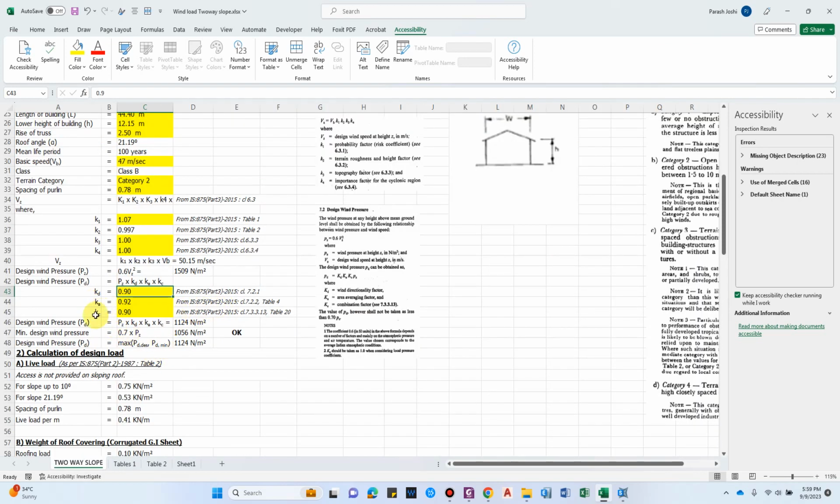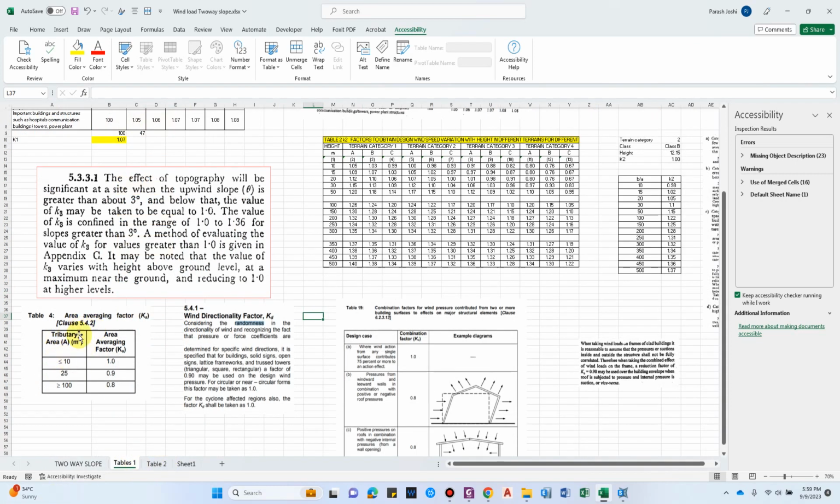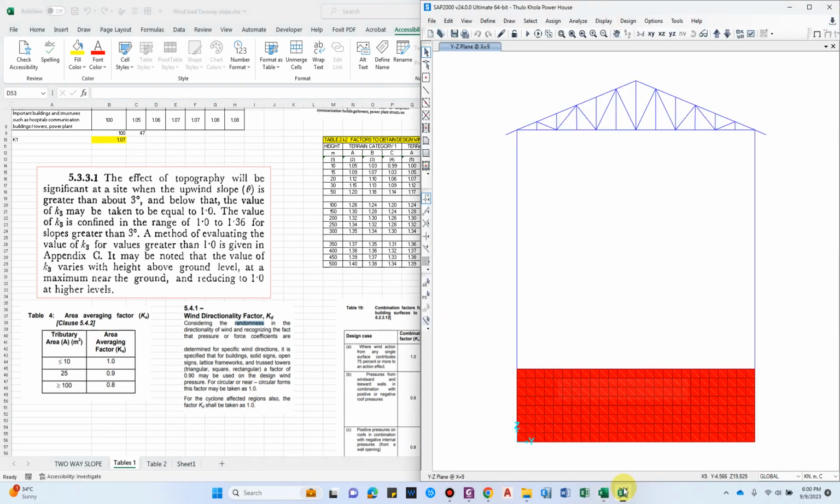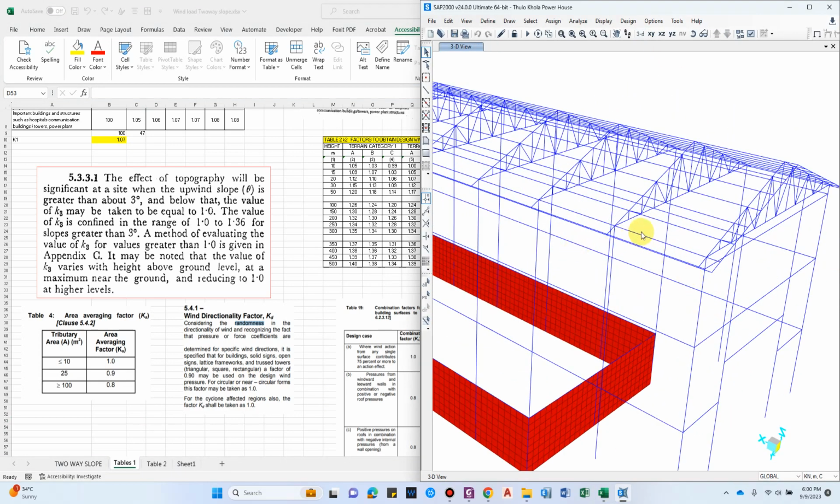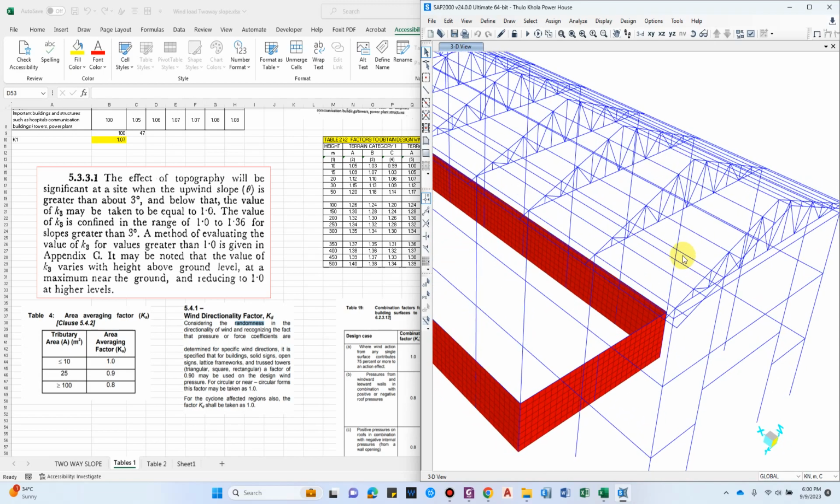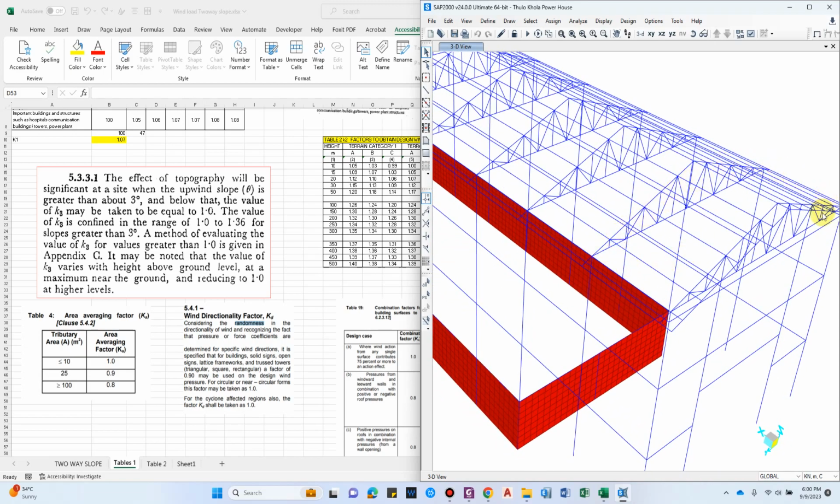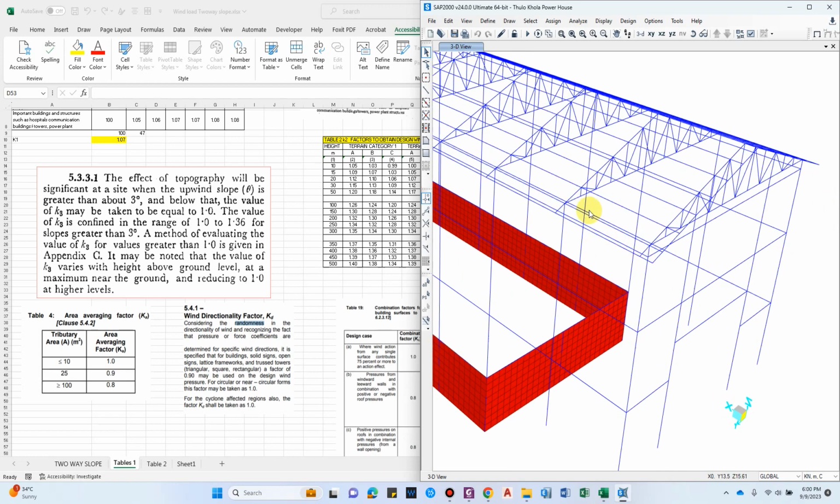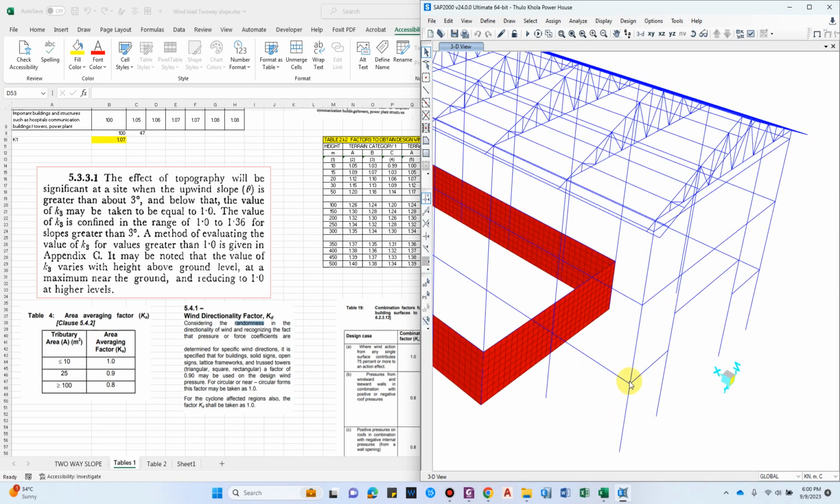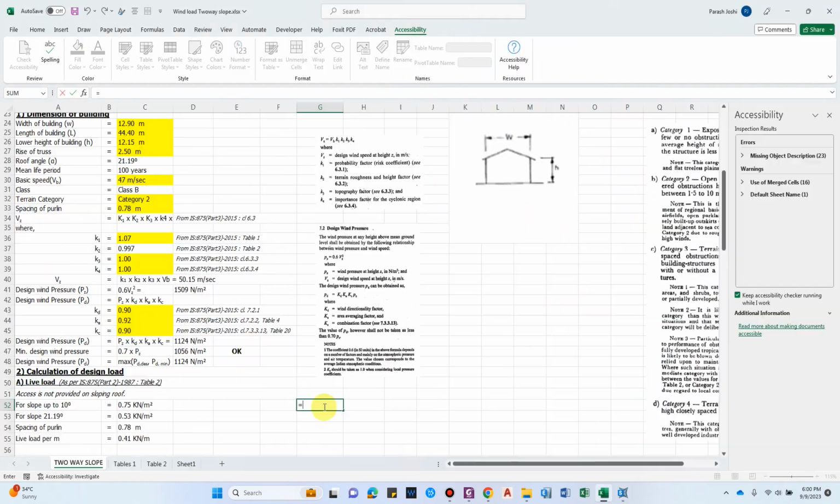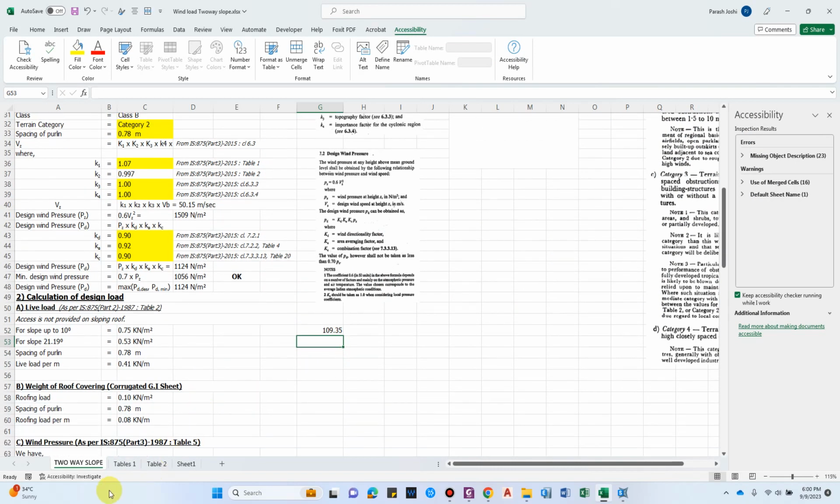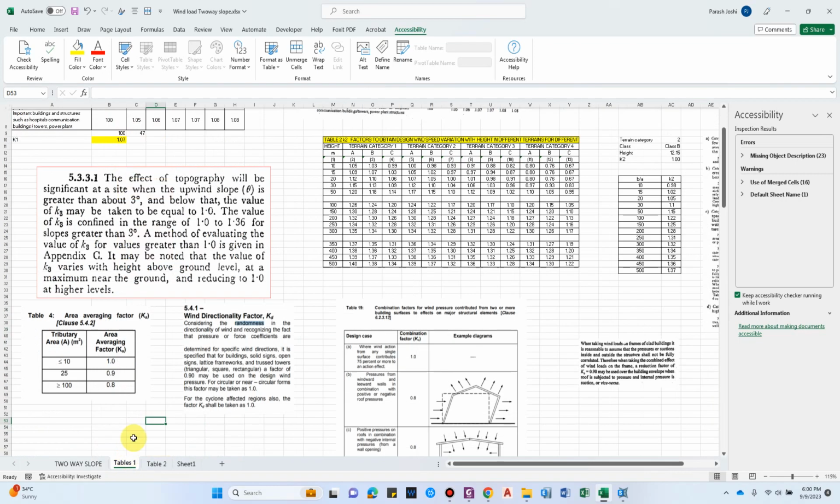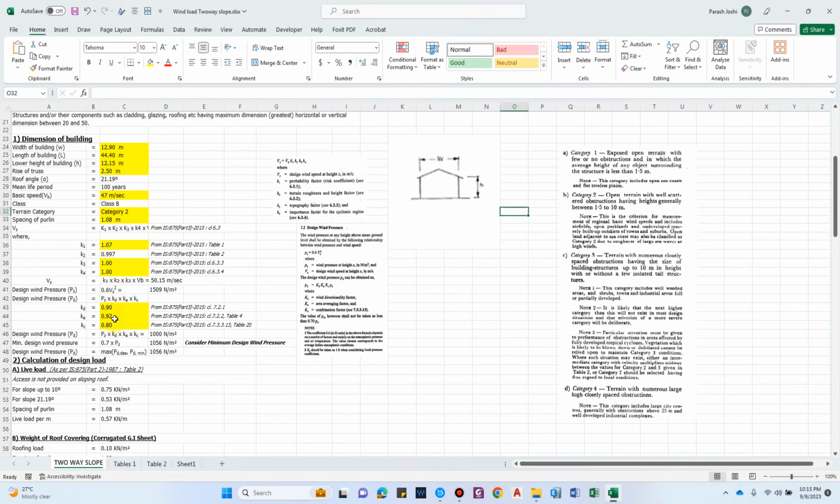Now Ka, the area averaging factor, depends upon the tributary area. So what actually is the tributary area? Let's see here. We have a tributary area for the roof this much over here. Considering the width and the spacing of the truss, 12.15 by 9, that gives us 109.35, which is greater than 100 meters square. So we can use this area averaging factor 0.8.